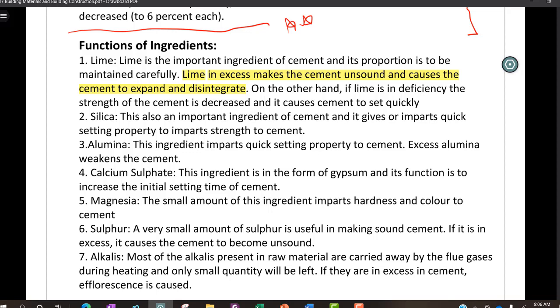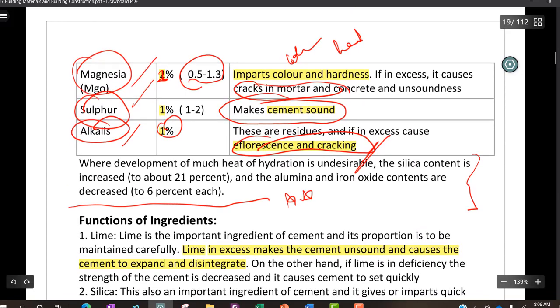What each ingredient does, that is more than enough. You need not study this in detail. अगर आप देख लेते हो तो अच्छी बात है. You can take a screenshot. But whatever I have explained, that's more than enough.